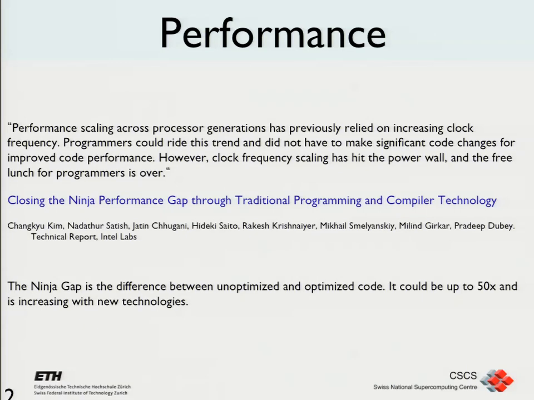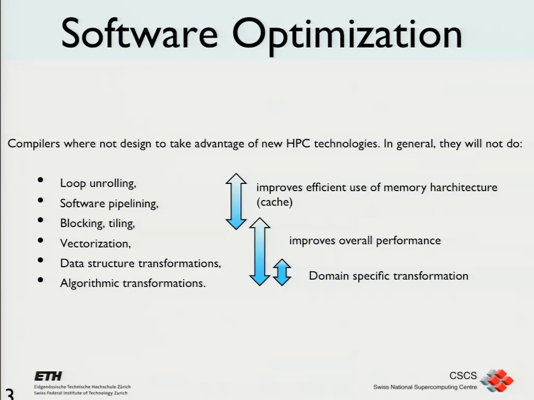They claim that performance scaling across processor generations has previously relied on increasing the clock frequency. We talked about this. A few years ago, less than 10 years ago, the clock frequency scaling hit a power wall, and programmers could no longer rely on this increase of frequency to scale their code. So now they claim that the free lunch for programmers is over. This means that there will be an increasing gap between an unoptimized code and an optimized code. As you can see, they claim it's going to be up to 50 times now, and this gap is increasing. So we are going to try to close this gap.